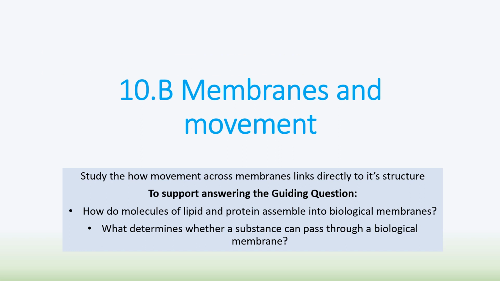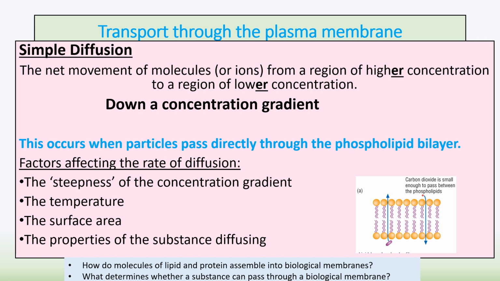So now what we're going to look at is section B, membrane and movements across the cell membrane. So the first term we need to use is simple diffusion. Simple diffusion is the net movement of molecules from an area of higher concentration to a region of lower concentration, which can also be described as down a concentration gradient.